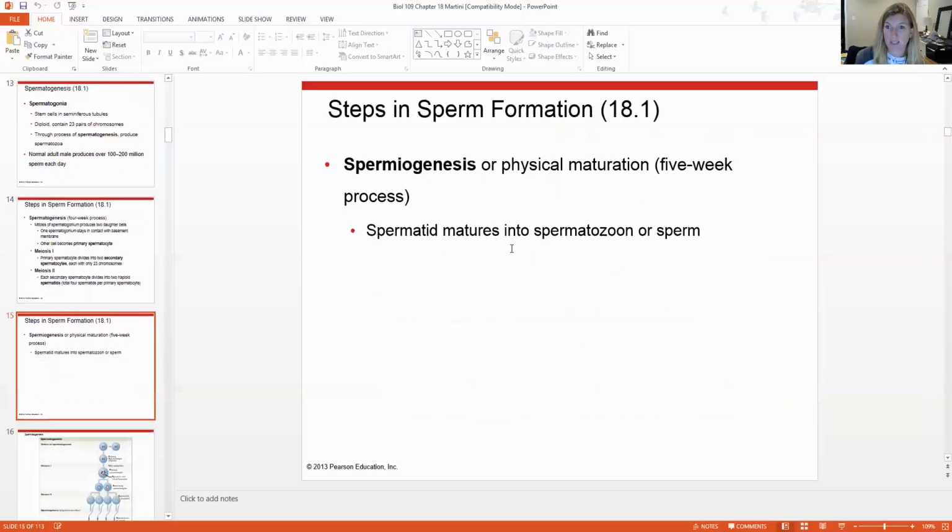Spermiogenesis is not the same thing as spermatogenesis. Spermatogenesis is the forming of the sperm. Spermiogenesis is the physical maturation. So this is another 5-week process. Their spermatids have to mature into spermatozoon, or sperm.